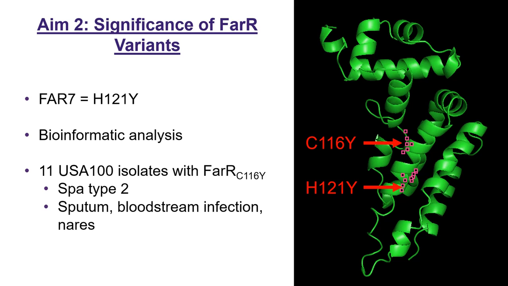11 isolates have been collected that possess a C116Y substitution in the C-terminal ligand binding domain of FarR. These isolates are SPA type 2 from the Broad Institute at Harvard and are representative of a wide range of locations such as sputum, bloodstream, and nares. Since the position of the mutation and substitution for a tyrosine residue are similar between the H121Y and C116Y mutants, we suspect that they will share a similar phenotype of increased UFFA resistance.